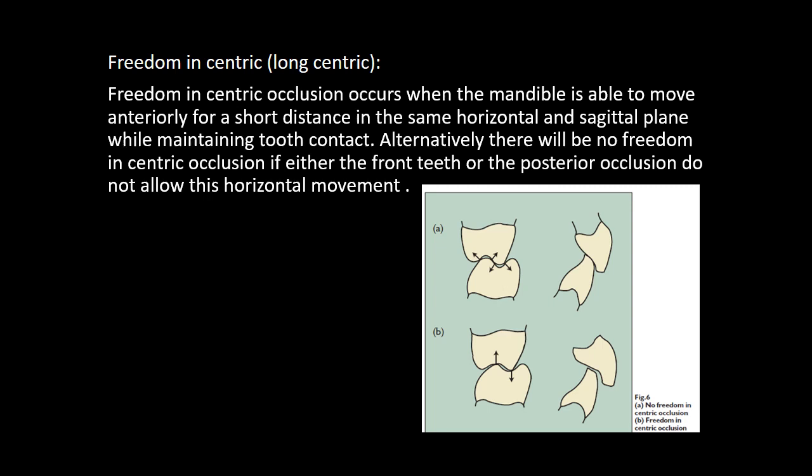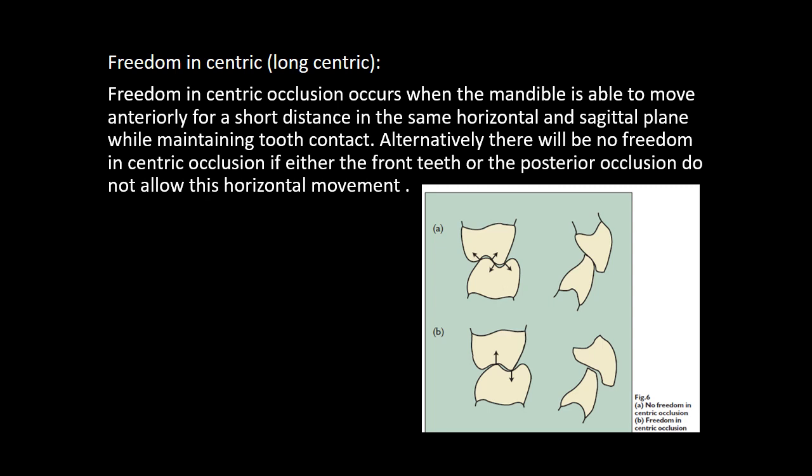The freedom eccentric, or long centric, occurs when the mandible is able to move anteriorly for a short distance in the same horizontal and sagittal plane while maintaining tooth contact. As you can see in figure A, there is such tight occlusion between the cusp and the fossa, and there is no horizontal overjet. The palatal contour of the maxillary teeth is in tight contact with the lower one, so there is no freedom eccentric or long centric.